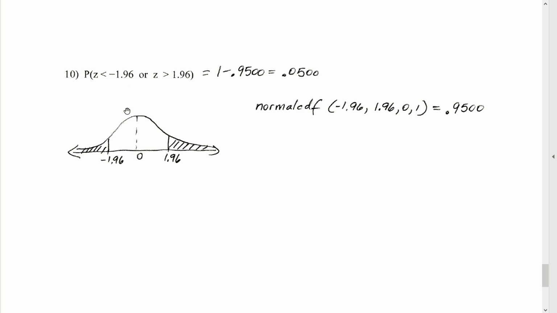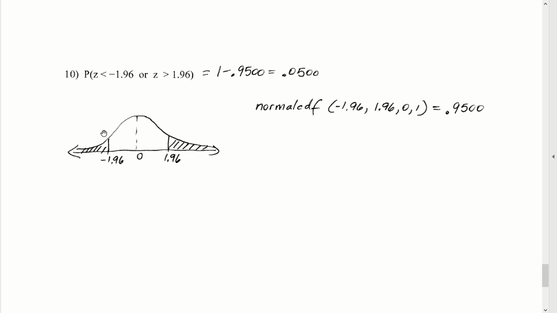Negative 1.96 would be to the left of the mean, and then z should be less than that, so I'm shading everything to the left of that negative 1.96. Or z could be greater than a positive 1.96. Positive 1.96 is right here. I need to shade everything to the right of that, so I'm shading everything over here. It's 2 distinct regions, so you could do it as 2 different calculations.